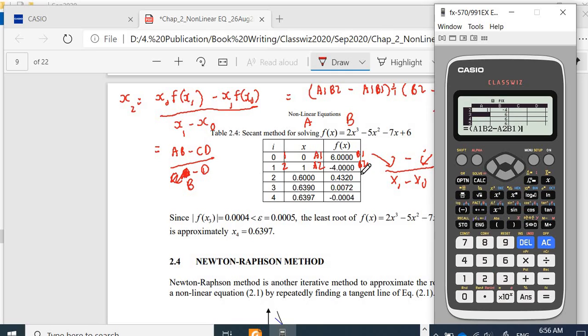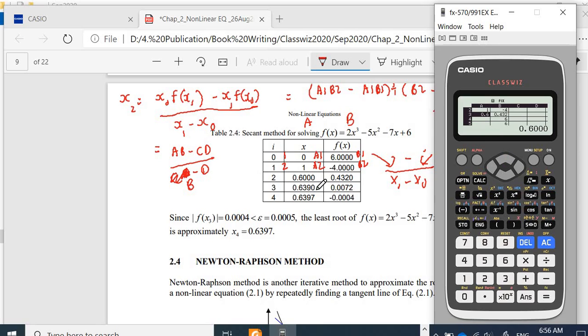A1 times B2, like you calculate the determinant, okay. For the numerator part, A1 B2 minus A2 B1, divided by the bottom, okay, subtract the top, divided by your B2 minus B1. Okay, so I get 0.6.